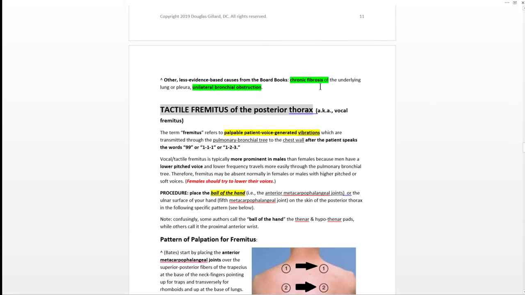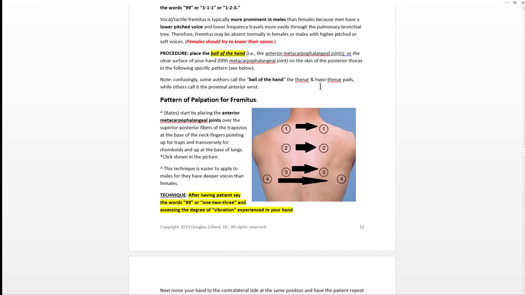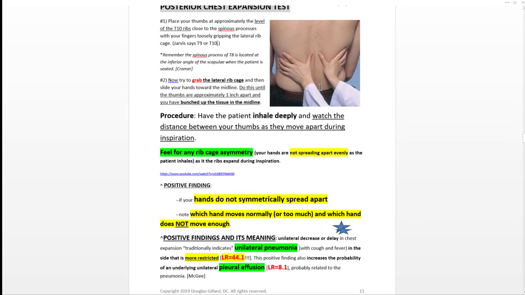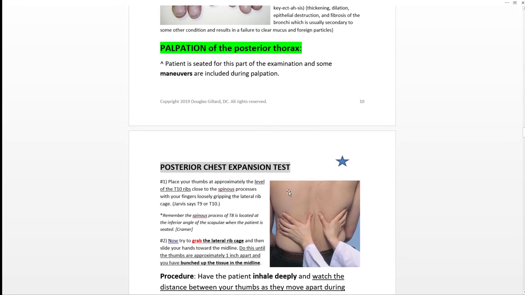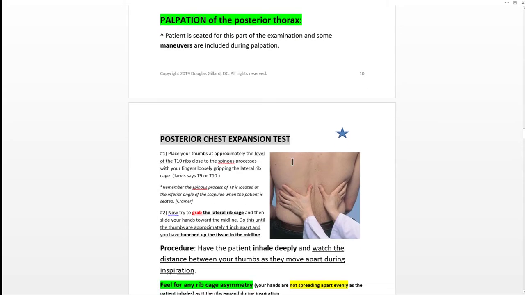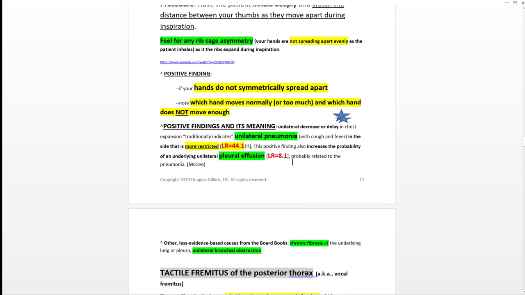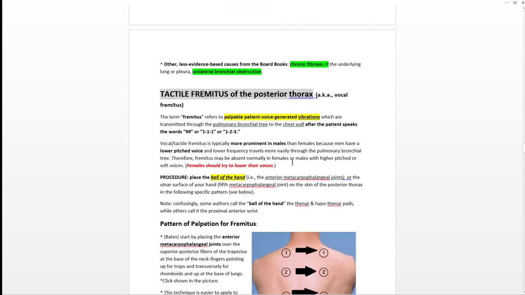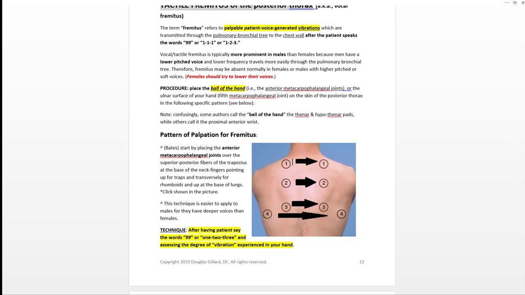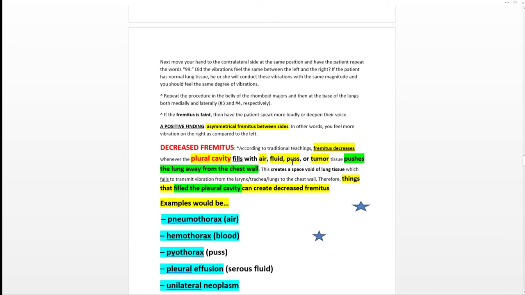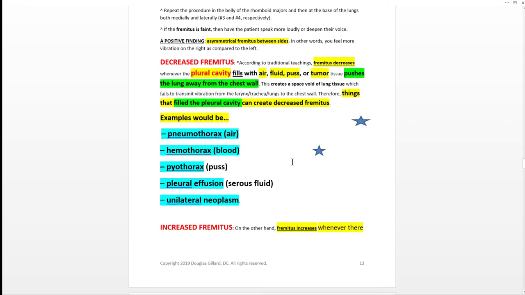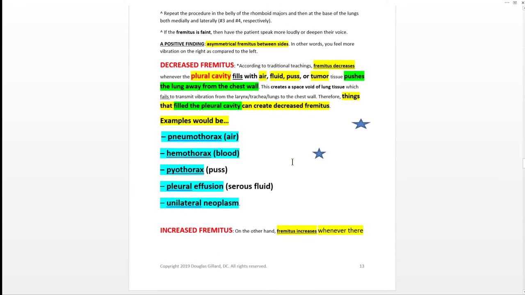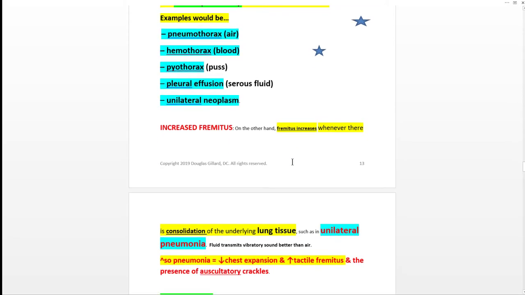Because somebody always doesn't come to class and doesn't pay attention and they go put their hands way up here on the scapulas. Well, that's the way we're taught. That's not the way I'm teaching you, right? I'm teaching you the way the board books say to do it. Who's going to test you? The board books are going to test you. So do it the way the board books and Dr. Gillard say to do it. Thank you very much.